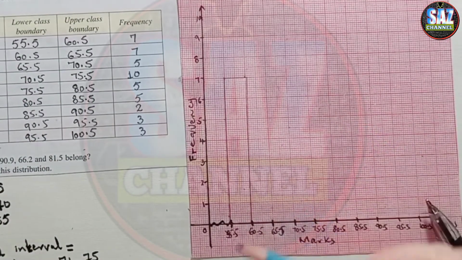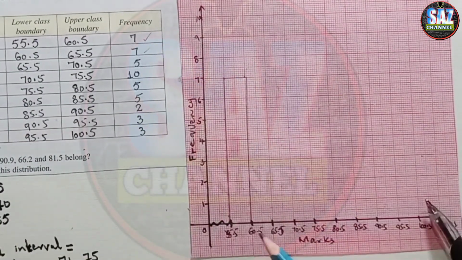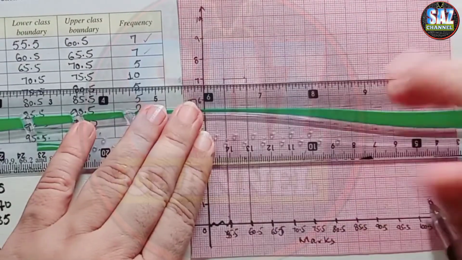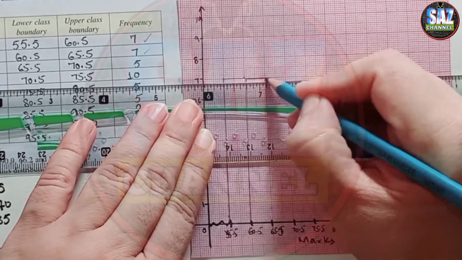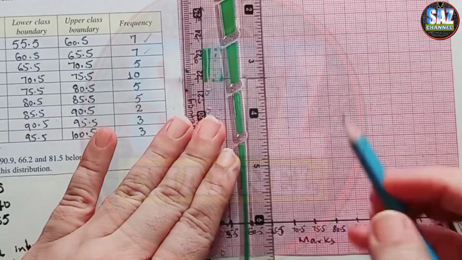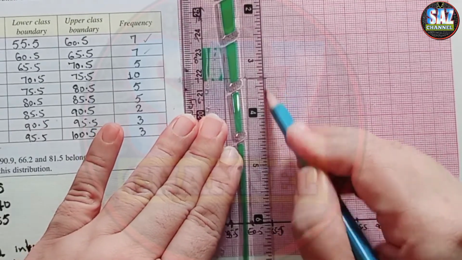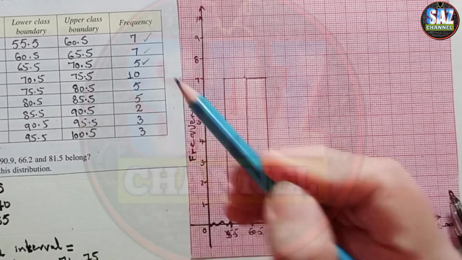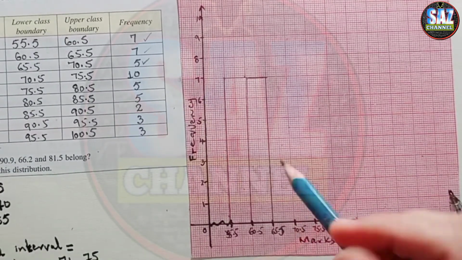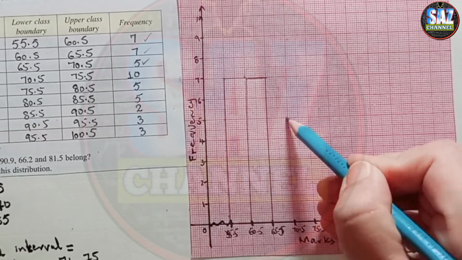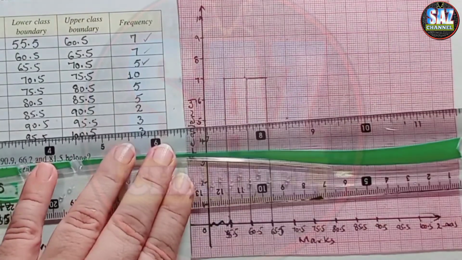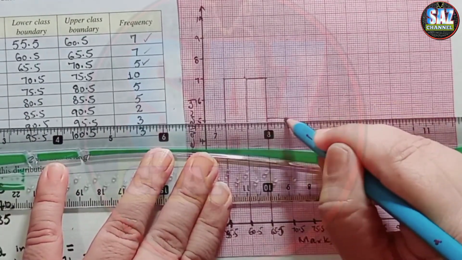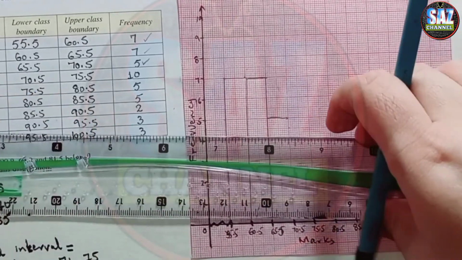Then the second frequency, for 60.5 to 65.5, is again 7. So the height of the rectangles will remain the same. For the next, third class, 65.5 to 70.5, the frequency is 5. So I have to mark the point in front of 5, and then complete the rectangle at this place. Very easy question, and you have to enjoy your work as well.